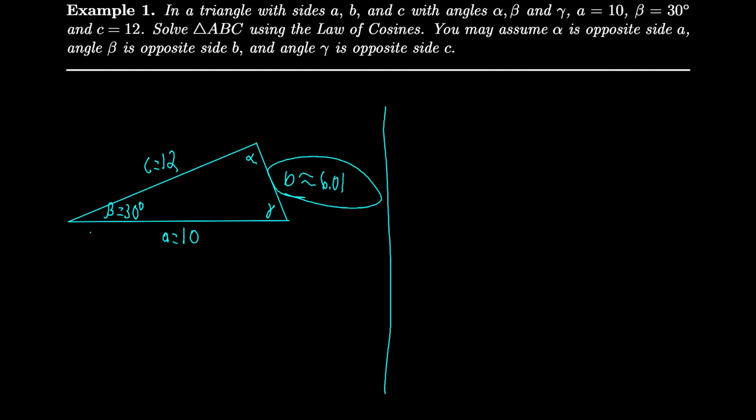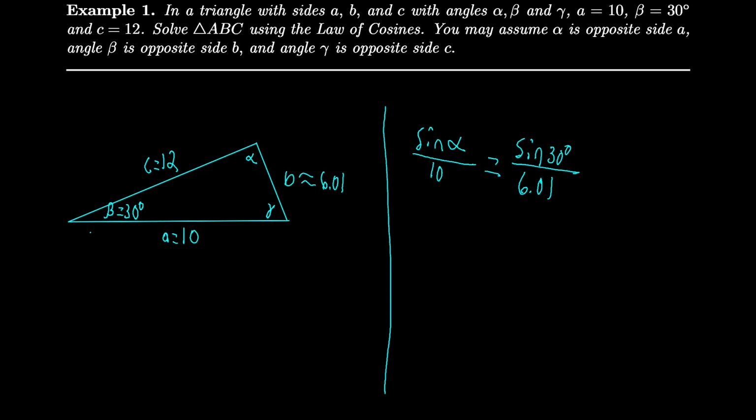We needed the law of cosines to get this, but we can just use the law of sines to find everything else. So let's say that the sine of alpha, and we want to solve for alpha, is to 10 as the sine of beta, which we know to be 30 degrees, is to that 6.01 we just found. And now we can just solve for alpha the normal way. That is, you multiply by 10 and take the inverse sine. So alpha is going to be the inverse sine of 10 sine 30 degrees over 6.01.